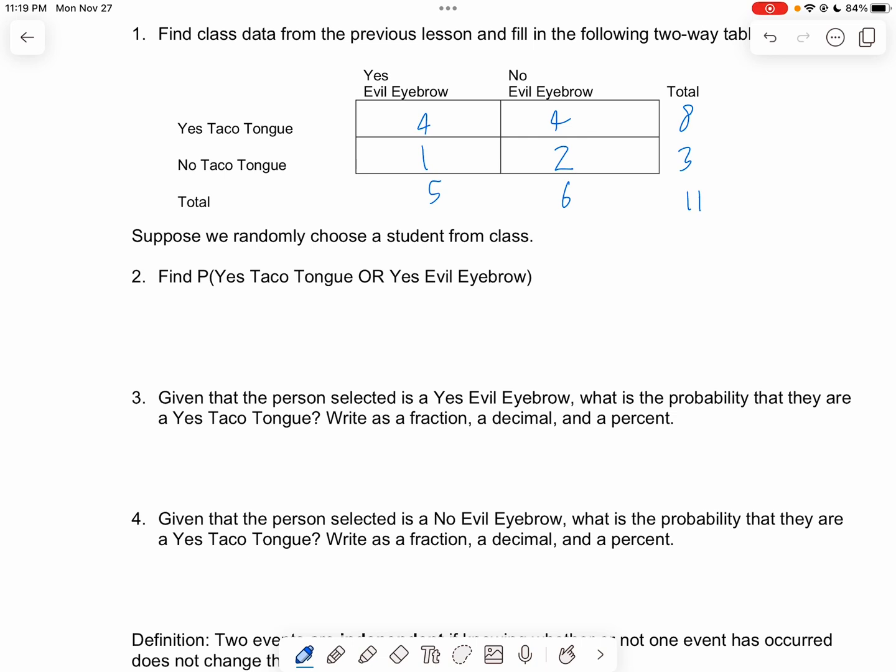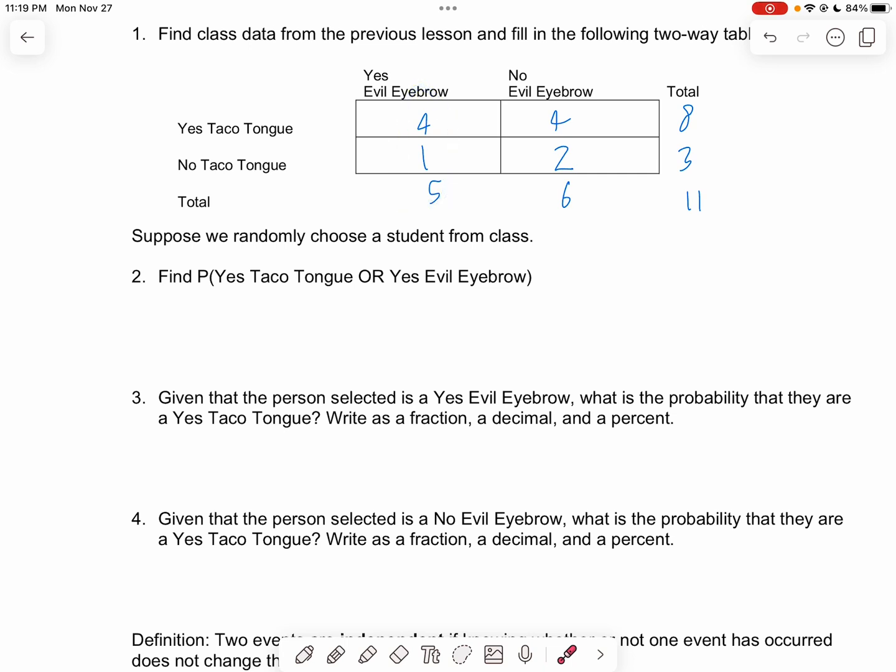Given that a person selected is yes, evil eyebrow, what's the probability that they are a yes, taco tongue? Now, what this does is this gives us a condition. Our condition is that they're a yes, evil eyebrow. That's a requirement for them to be. So if we take a look up here, our condition's right here. And so we're not dealing with this out of the total 11 people. We're dealing with it during the limited 5 people who are yes, evil eyebrow.